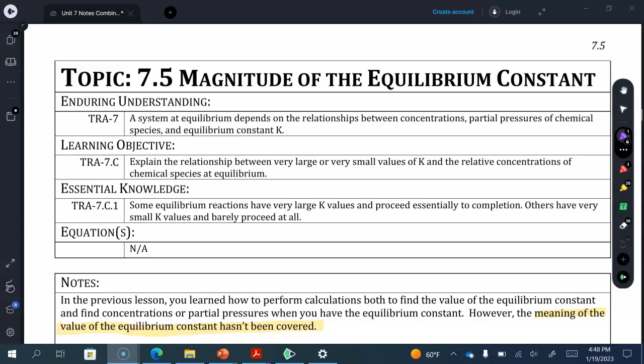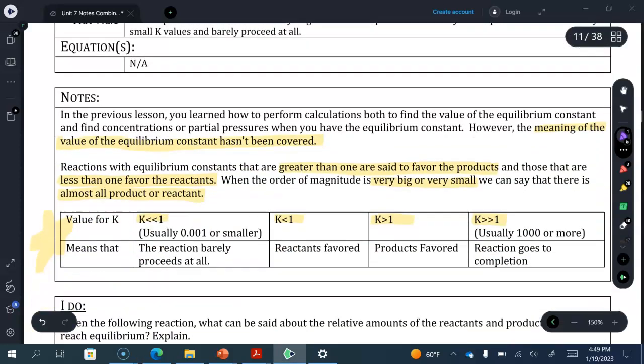By the end of this, you should be able to explain the relationship between very large or very small values of K and the relative concentrations of chemical species at equilibrium. So the goal is, based off of a large or a small K value, to be able to predict: are you going to have lots of products or lots of reactants?